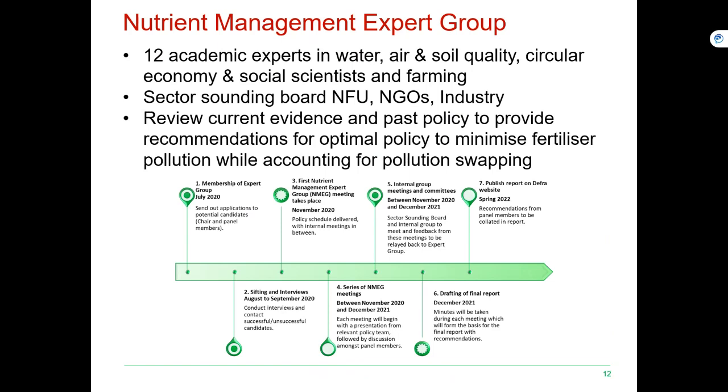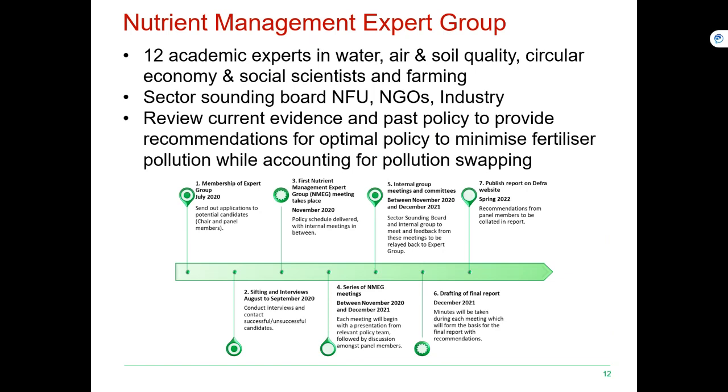To ensure that our policy making is robust, we've set up a nutrient management expert group. And this group brings together experts across the board in water, air and soil quality. We've got experts in circular economy who have particular interest in how we deal with waste. We have social scientists on board and also members of the farming community.